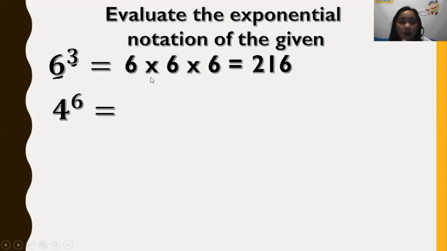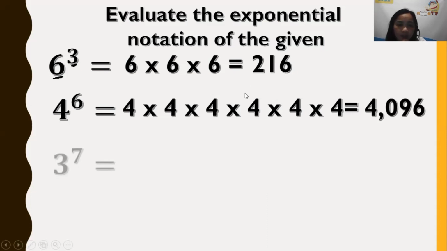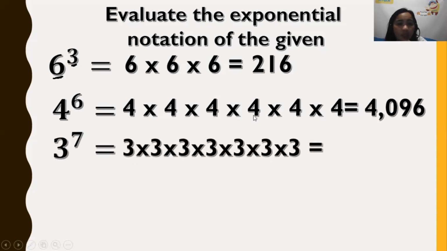Next, if we have 4 raised to 6, so we have 4 times 4 times 4 times 4 times 4 and times 4, anim na 4, and that is equal to 4,096. And if we have 3 raised to 7, we have 3 times 3 times 3, times 3, times 3, times 3. We have 1, 2, 3, 4, 5, 6, 7 na 3, and that is equal to 2,187.